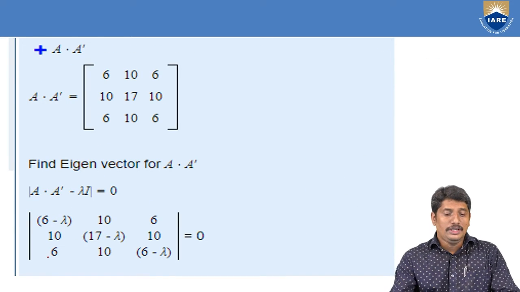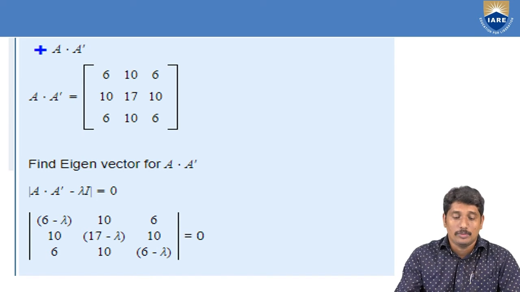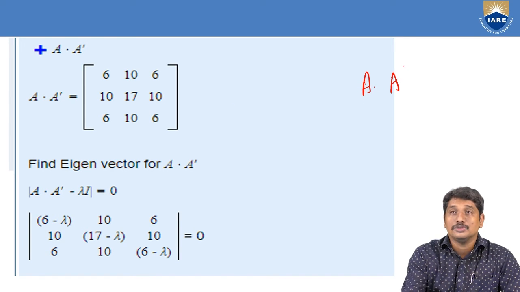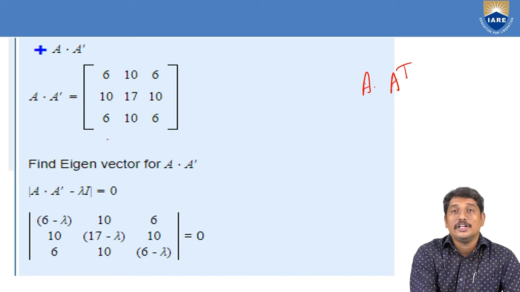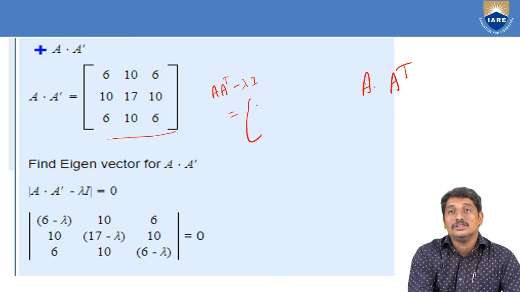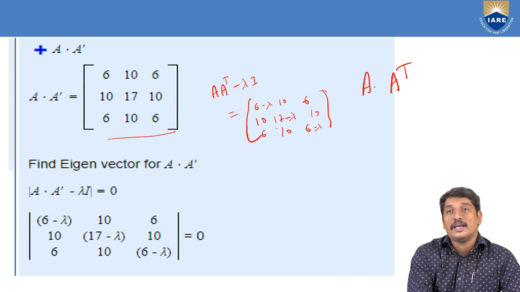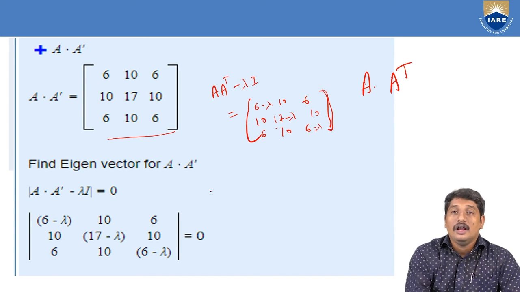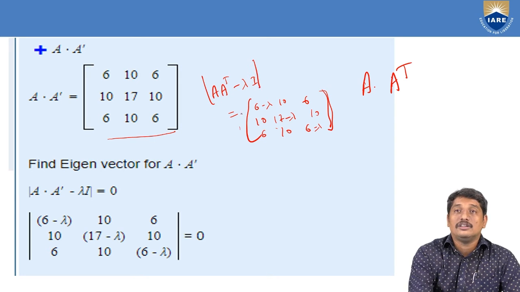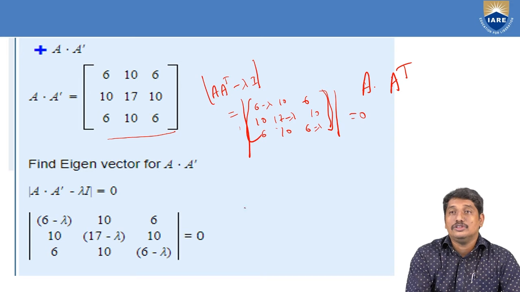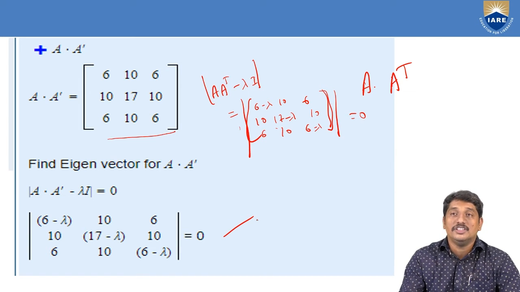Now, as usual, just like in the previous problem, we are starting with A into A transpose. And we found that A into A transpose is this. And we are considering A into A transpose minus lambda I, which is nothing but 6 minus lambda, 10, 6, 10, 17 minus lambda, 10, 6, 10, 6 minus lambda. This is called the characteristic matrix. And the det of this matrix, which is equated to 0, gives us the characteristic equation which is represented in this equation.